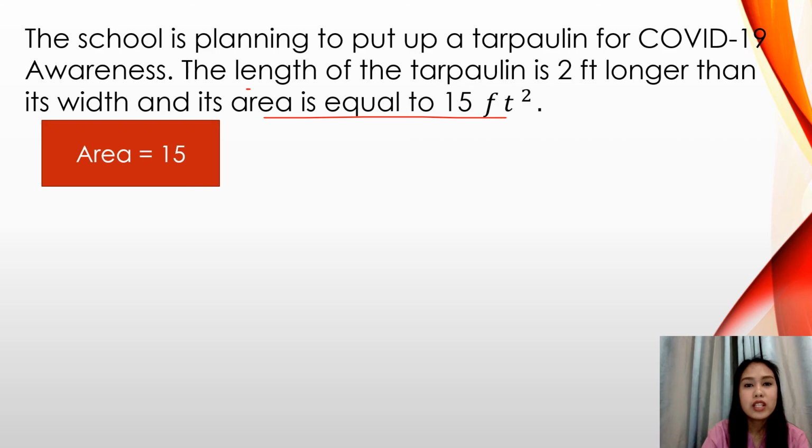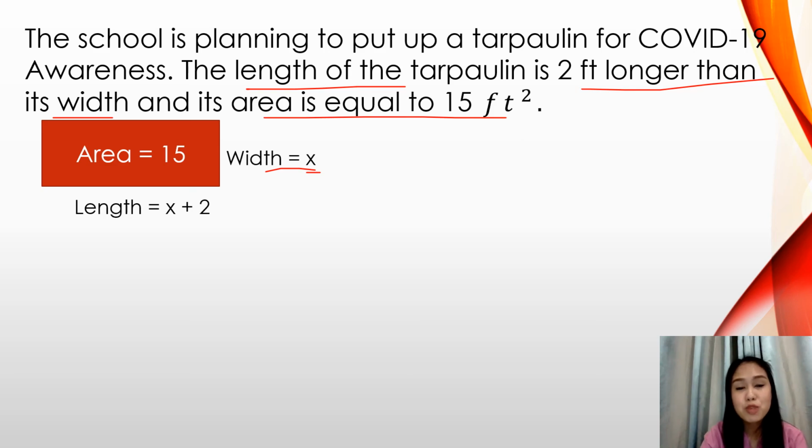Now, the length is also given, while the width is not stated in the problem, so we can use width as x. While for the measurement of the length, that would be x plus 2, because it says that it is 2 feet longer than its width. So if the width is equal to x, we represent the measurement of the length as x plus 2.